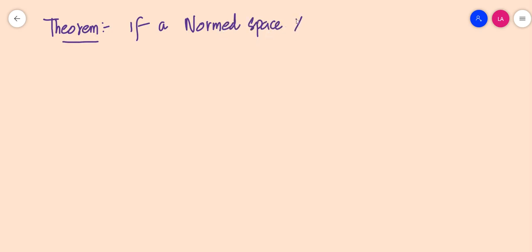So there should be a property which relates to boundedness in finite dimensional normed spaces, which is what we are going to discuss. So the theorem is: if a normed space X is finite dimensional, then every linear operator on X is bounded.